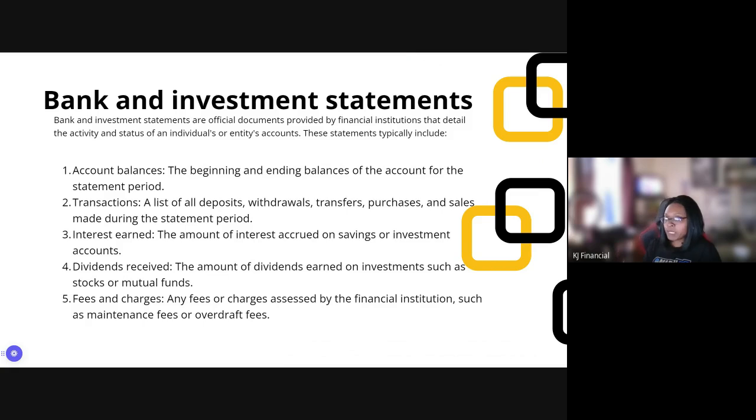Then you have your banking income statements. So your account balances, of course, you have your transactions, your interest earned, your dividends, your fees, and your charges. That goes back to what I was saying about as far as us bookkeeping. So let your client know, like, hey, I need to know what your ending balance was for the year.